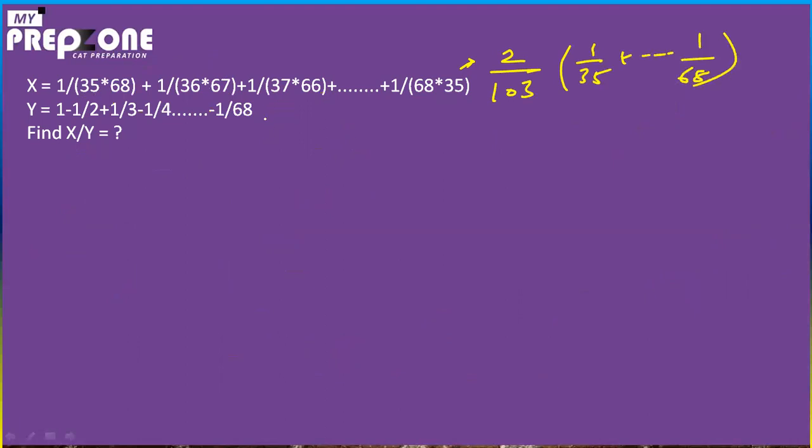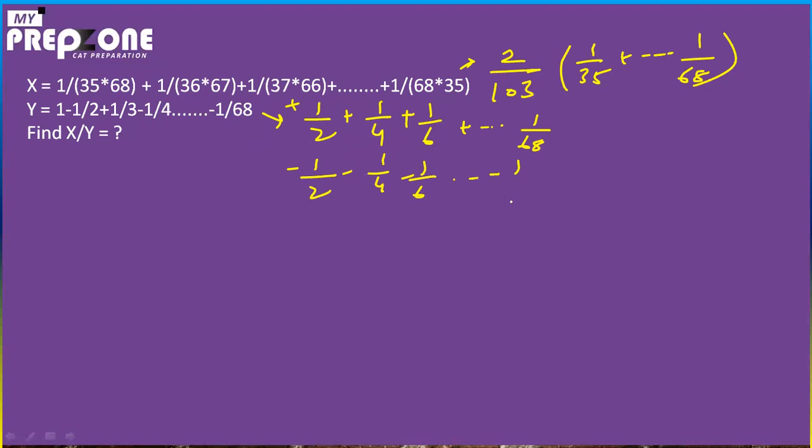Yes. Now what is y? Y is basically you have plus minus plus minus. So it is slightly hard to visualize because in x you only have the plus terms. So if I have to get rid of this minus, what I will do is I will try to add all the negative terms here. So basically 1 plus 1 by 2 plus 1 by 4 plus 1 by 6 till 1 by 68, and then I'll do a minus of 1 by 2 minus 1 by 4 minus 1 by 6 till minus 1 by 62. Why am I doing this?